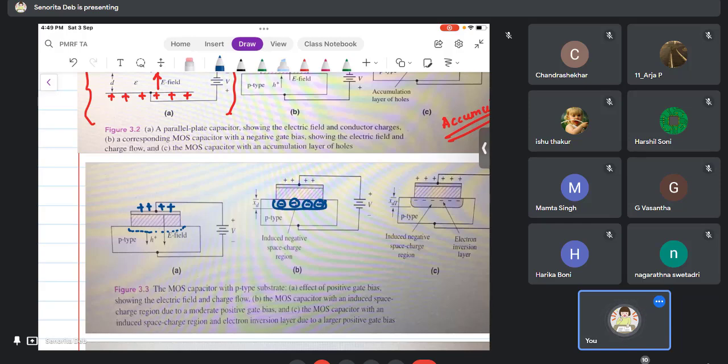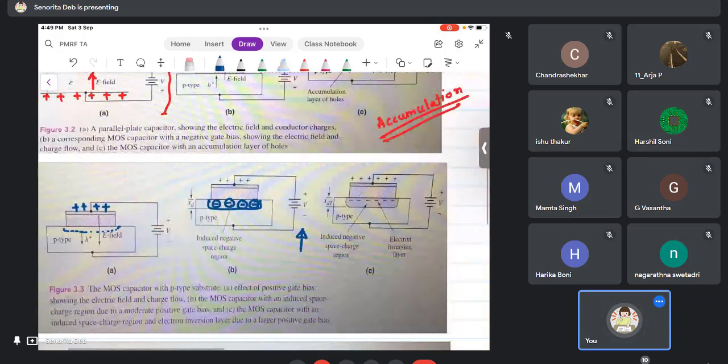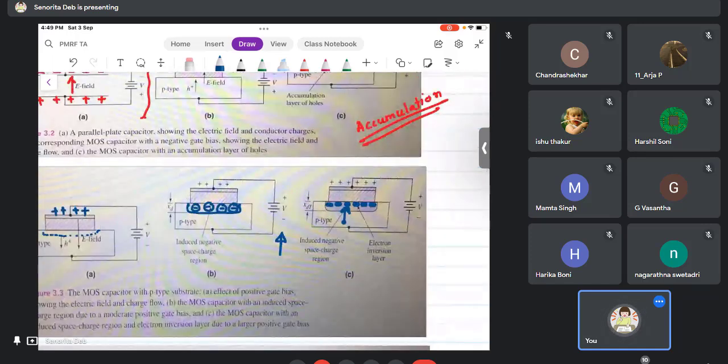Next, what happens when you keep on increasing the gate voltage, this positive biasing voltage? Because it is a P type semiconductor, the minority carriers are electrons, right? The minority carriers will now come and start accumulating, and as the electrons accumulate, there is a flow of current, and therefore you have now achieved something. Okay, what have you achieved?